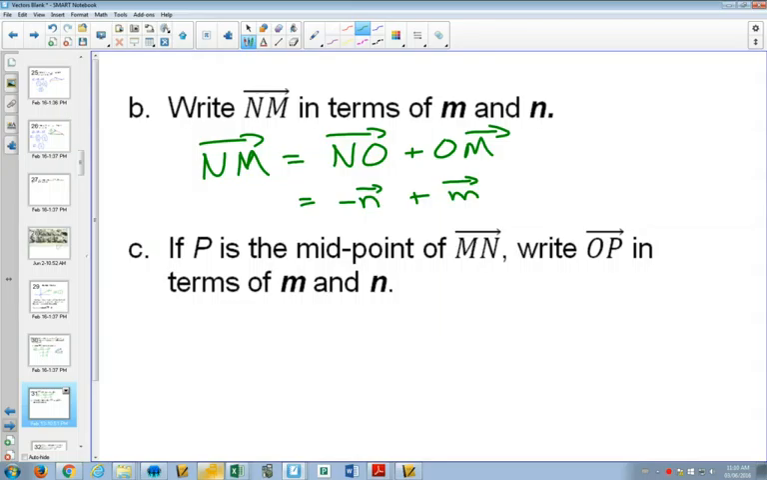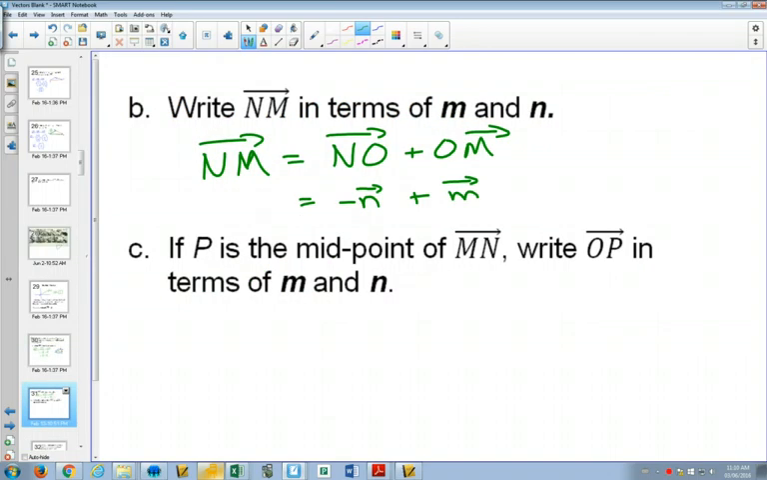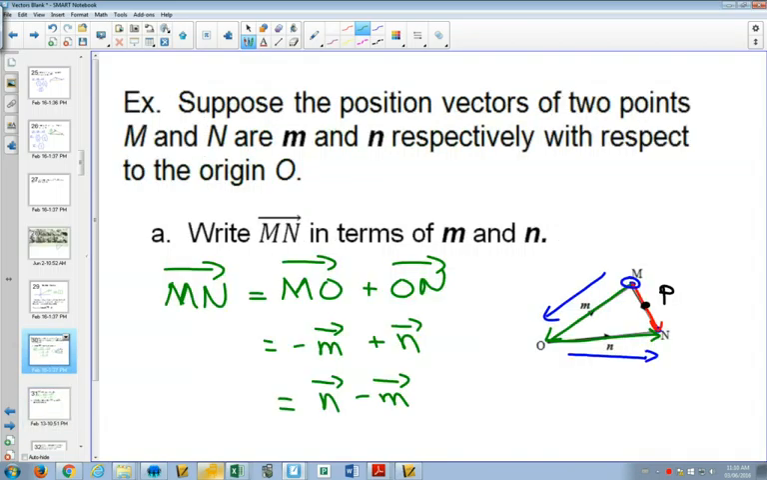Now, if P is halfway between M and N, so if we go back to our diagram here, and we put a point P halfway, we want to find this position vector O to P. Does it make sense that M to P is equal to half of M to N?